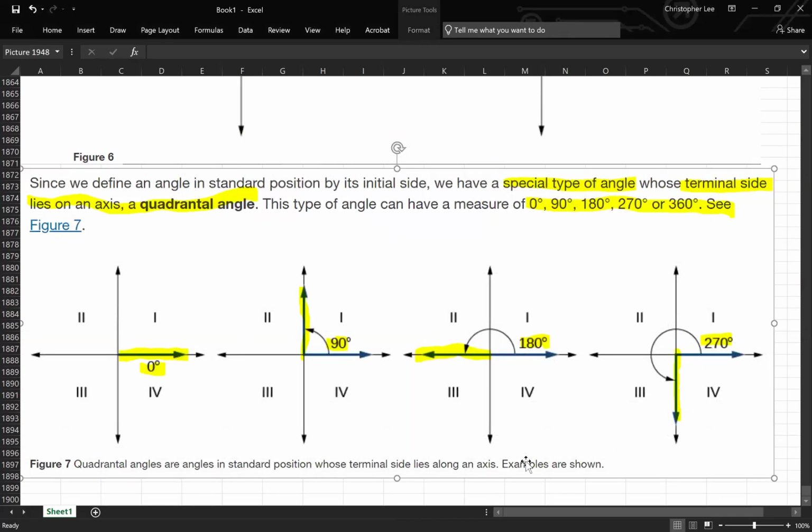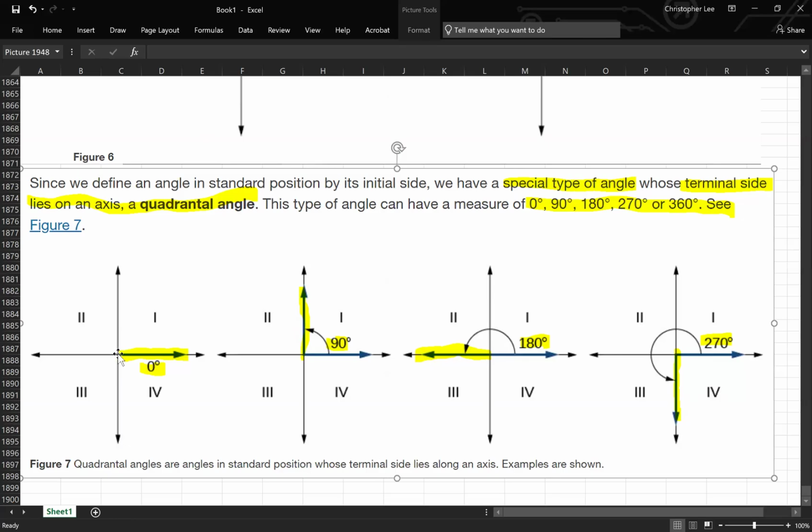All right, since we define an angle in standard position by its initial side, we have a special type of angle whose terminal side lies on the axis, right? A quadrantal angle. Can't even say that word. This type of angle can have a measurement of 0, 90, 180, 270, or 360.